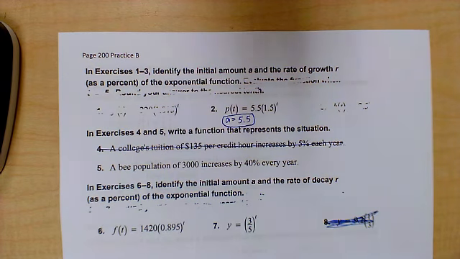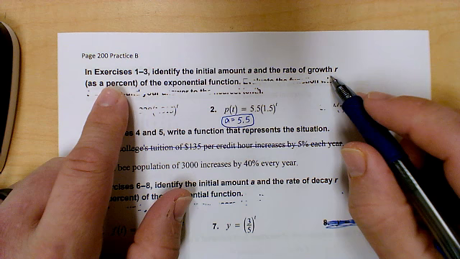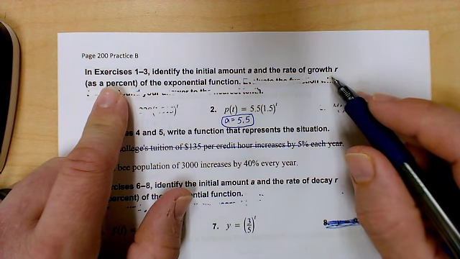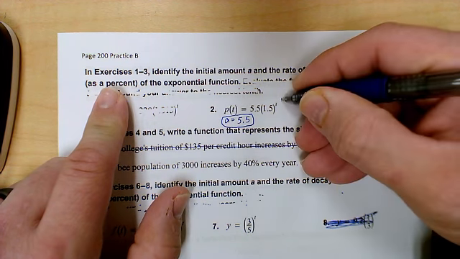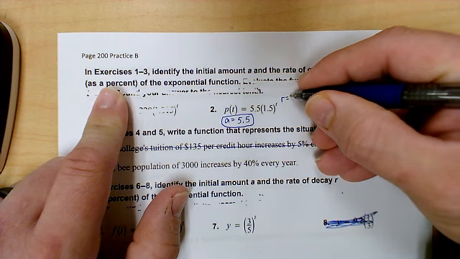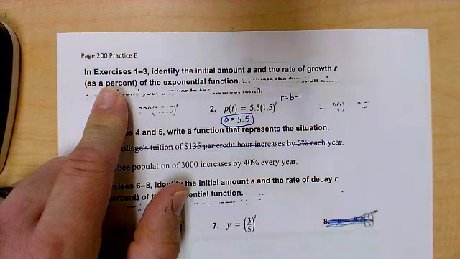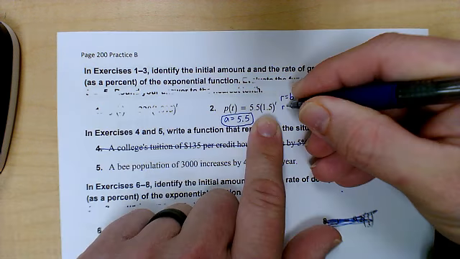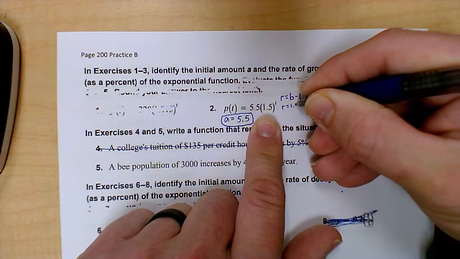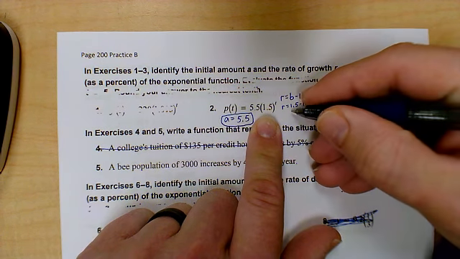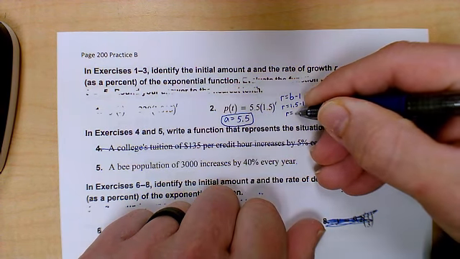Okay, now we're going to find the rate of growth as a percent. Since it tells me it's growth, I know that my rate will equal b minus 1. That's coming from the notes that we just took. Now the b is 1.5, so it's going to be 1.5 minus 1, which means the rate is going to equal 0.5.